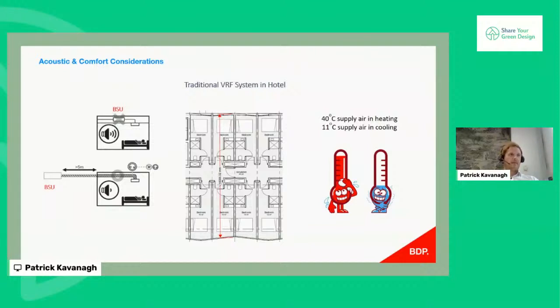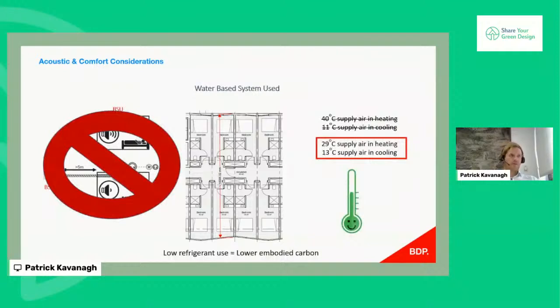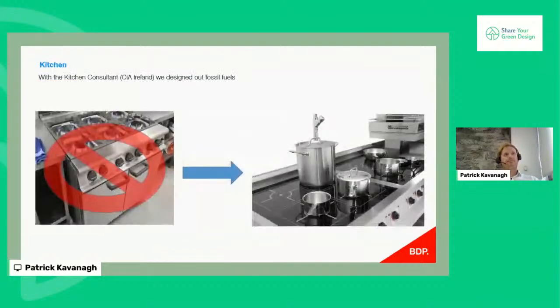Also, the refrigerant type systems are not only high in embodied carbon, they're also much more aggressive when it comes to heating and cooling. Their supply temperature is typically 40 degrees in heating and 11 degrees in cooling. So with the water-based system that we designed, we got rid of those acoustic concerns because all the pumping is back at the plant room on the roof, and it's a much more comfortable way of supplying heat at 29 degrees in heating and 13 degrees in cooling. And as I said, low refrigerant use also means lower embodied carbon.